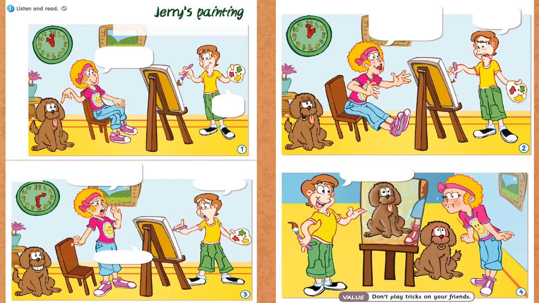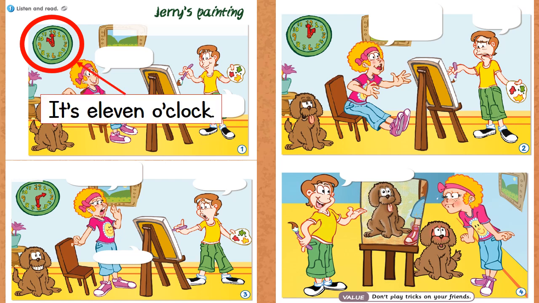Next, I want you to look at the clock on the wall. Number one, what time is it? The answer is it's 11 o'clock. The shorthand is at number 11 and the longhand is at number 12. So if the longhand is at number 12, we should use o'clock. Do you still remember? Good.